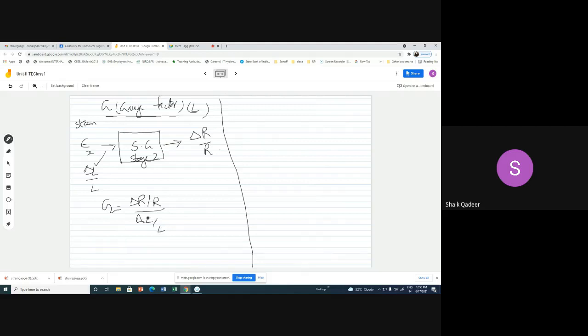This is called gauge factor, which is usually called the sensitivity of the strain gauge. What do you mean by sensitivity? Change in output by change in input is called sensitivity. Actually, this is not the sensitivity of the overall system, but the sensitivity of one part of the strain gauge, the stage 2 part. Hope it is clear? To move further, for the derivation of G, let us define this term.